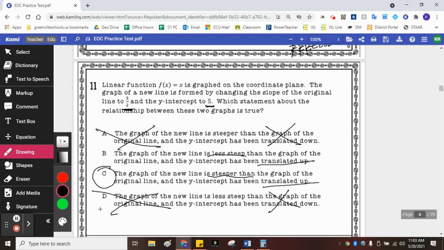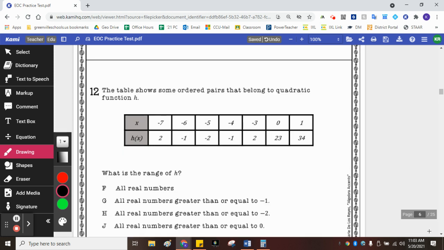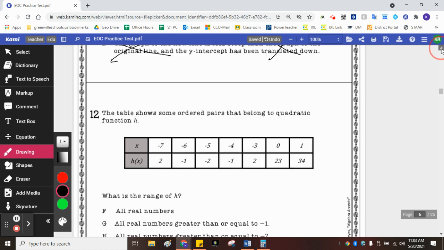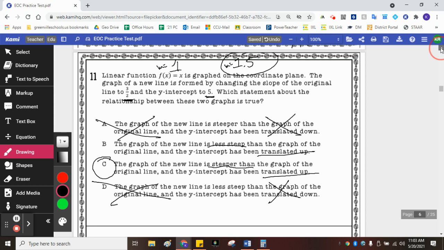See, the slope of this line was 1. The slope of my new line was 1.5. So the new line is steeper. All right. Next one. 3 halves, which is 1.5.